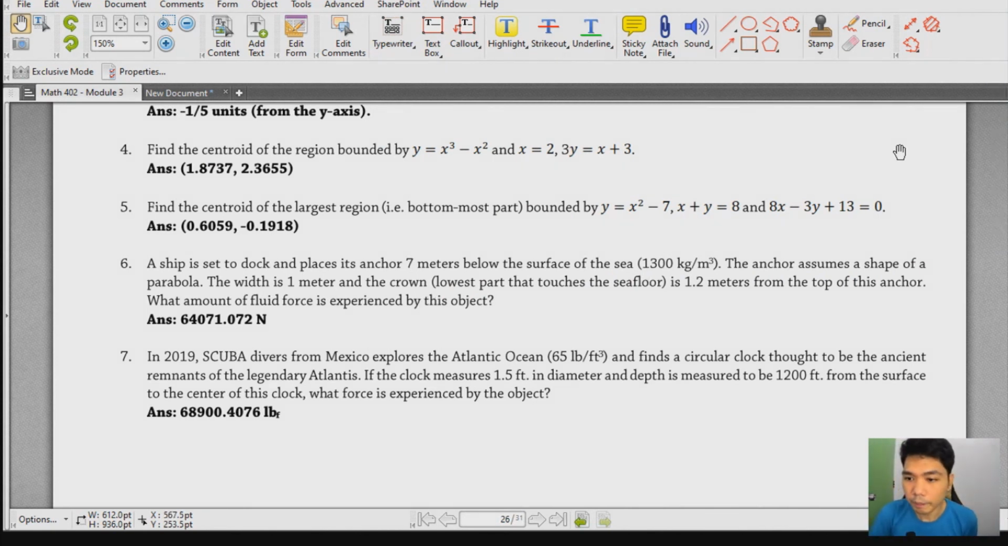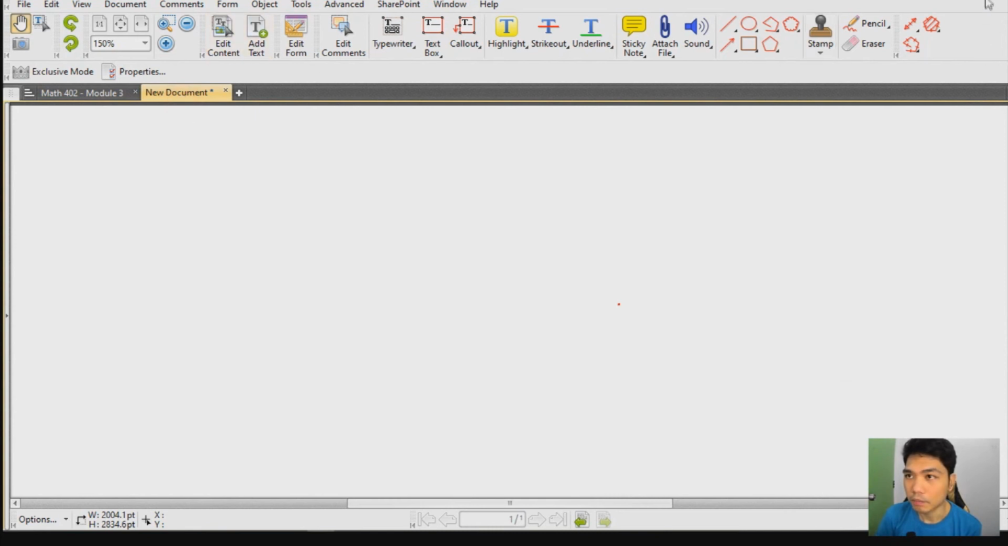We have a ship is set to dock and places its anchor 7 meters below the surface of the sea. So the sea has a density of 1,300 kilograms per cubic meter. The anchor assumes a shape of a parabola. The width is 1 meter and the crown, which is the lowest part of the anchor, it touches the sea floor. So 1.2 meters yun from the top of this anchor, and what amount of fluid force is experienced by this object? So the first thing that we need to do here is to draw yung ating situation.